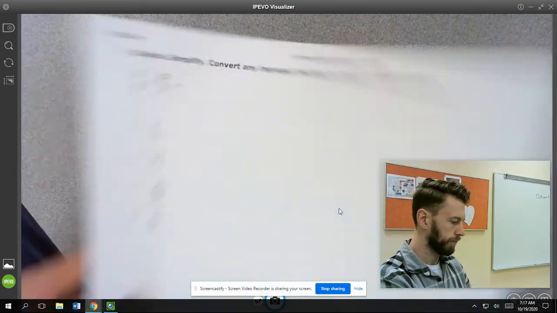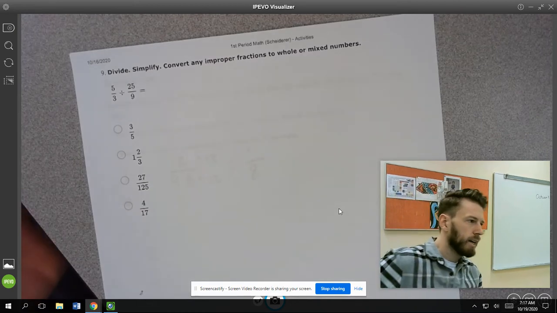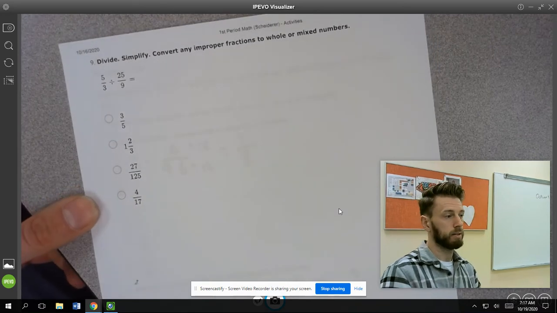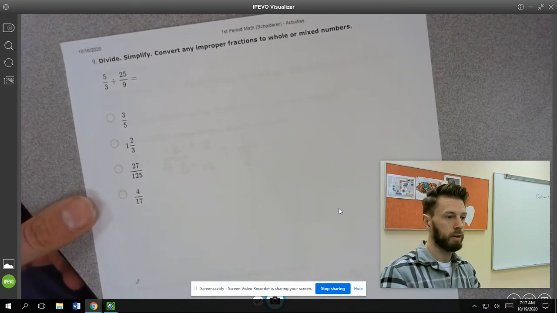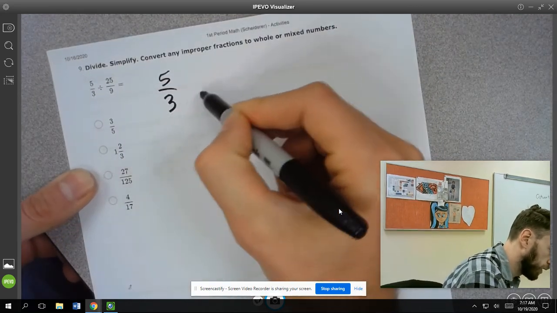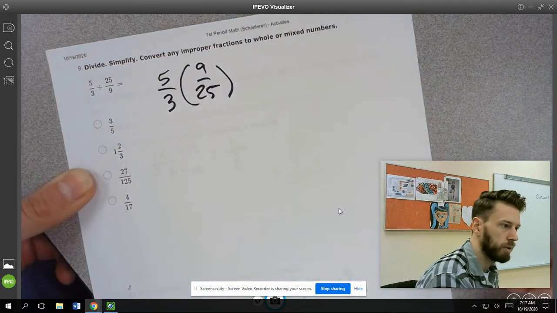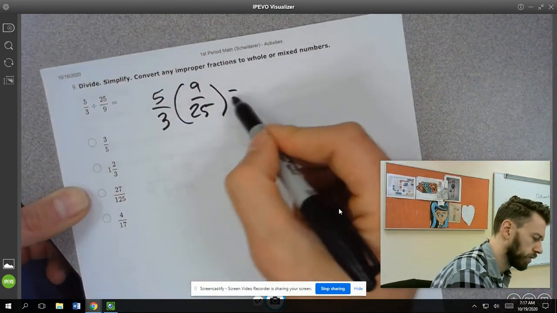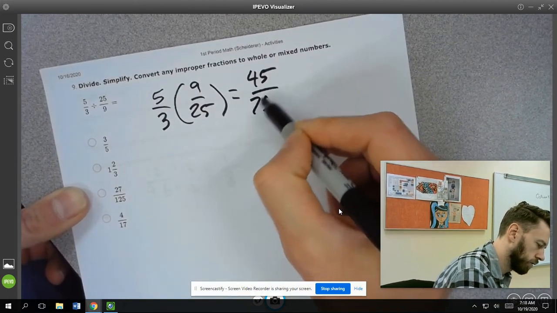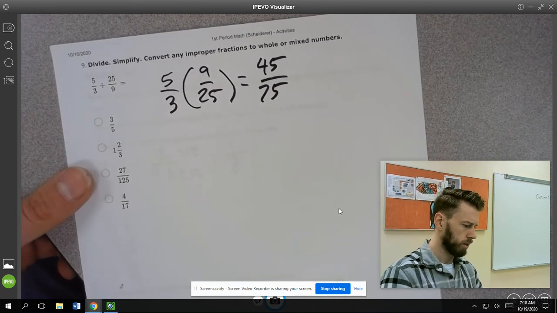And then our last one here, number 9. Divide, simplify, convert. This is 2 improper fractions to be multiplied together or divided. So we need to multiply by the reciprocal in order to carry out our division. And before we do that, actually, I won't simplify first on this one, for those of you who don't like that. This is 45 over 75. And then we can divide it down.